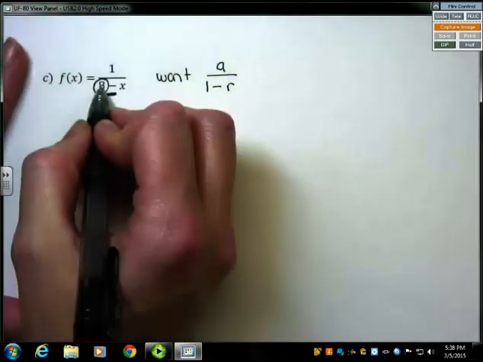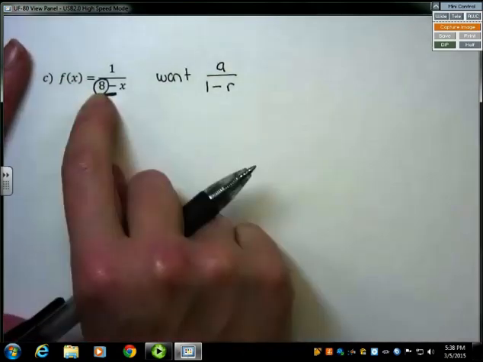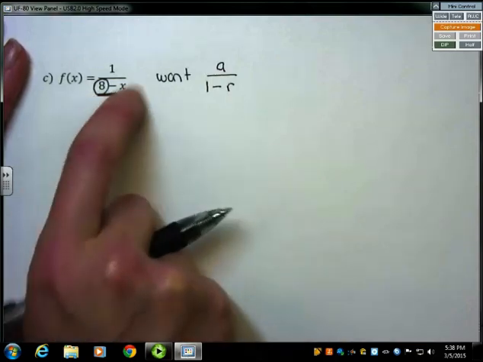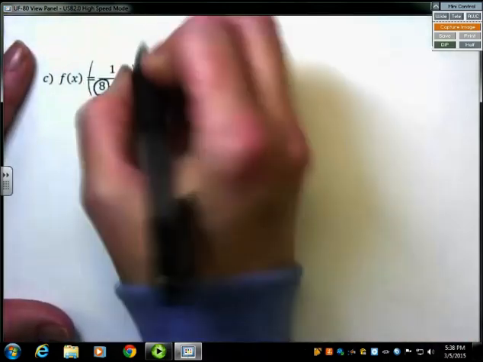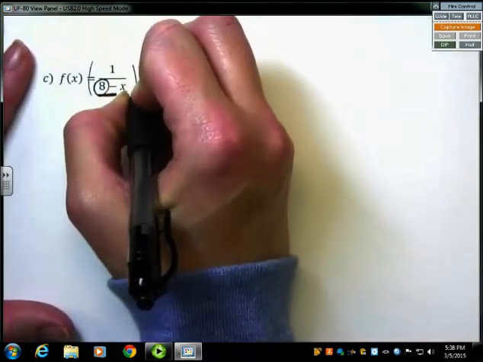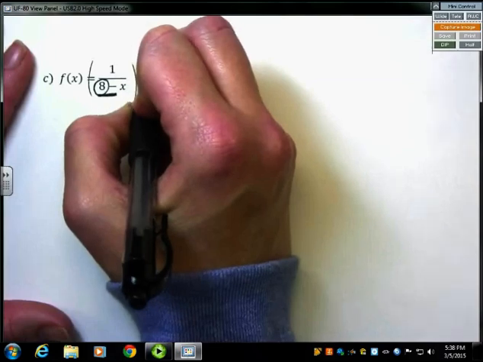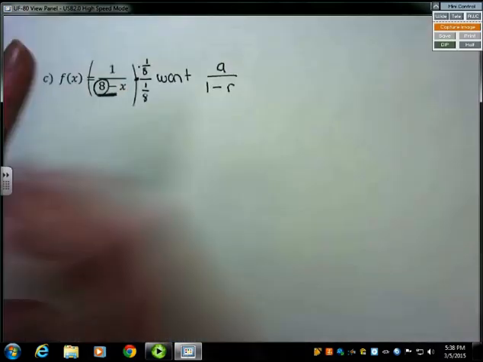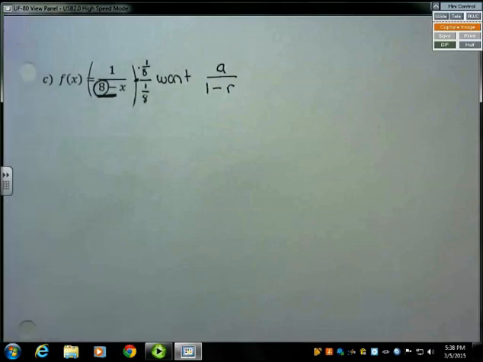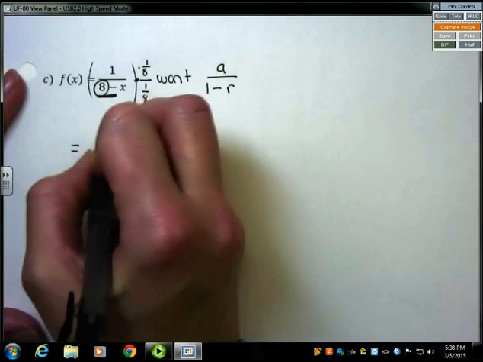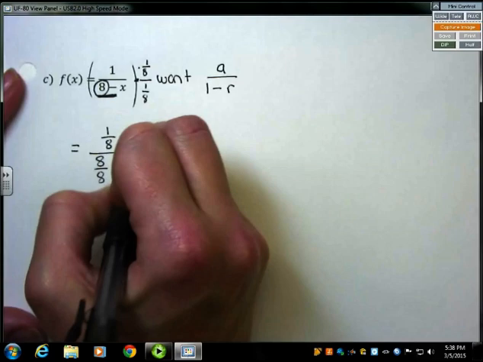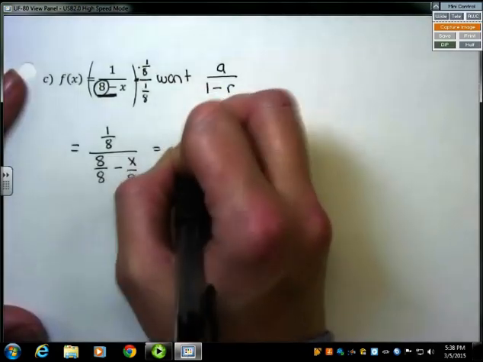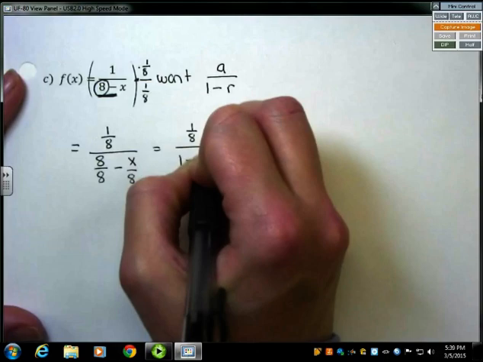Well, if I divide 8 by 8, that would give me what I want, but if I do it to one piece, I have to do it to every single piece. Again, I wouldn't necessarily write this each time, but it's the equivalent of multiplying the numerator by 1/8 and multiplying the denominator by 1/8. What have I multiplied the expression by? 1, so I haven't changed the value. So this is the same as 1/8 divided by 8 over 8 minus x over 8. So I have 1/8 divided by 1 minus x over 8.